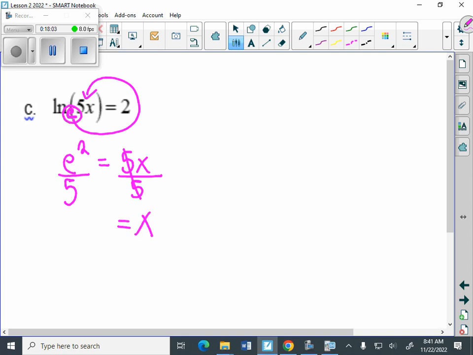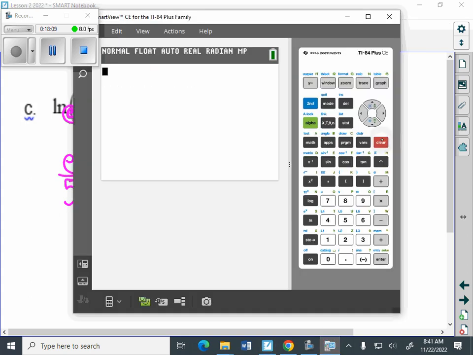And we can finish by typing that into our calculator. E, second, in the division bar, e squared divided by 5. And what we end up with, 1.4778. Because of that 8, I'm going to round that second 7 to an 8. We'll get 1.478.